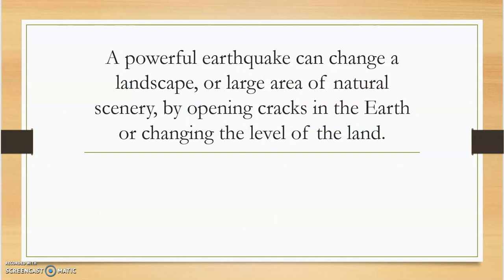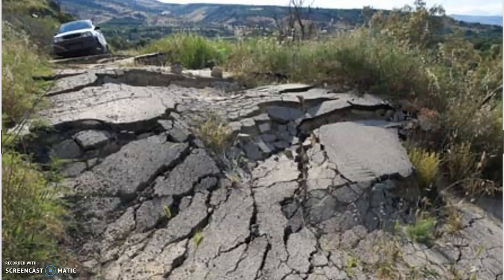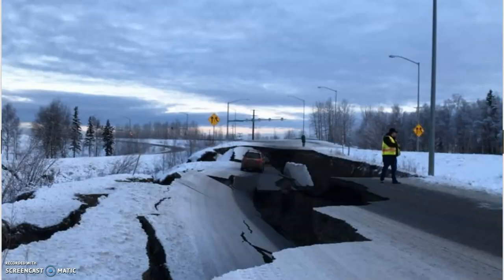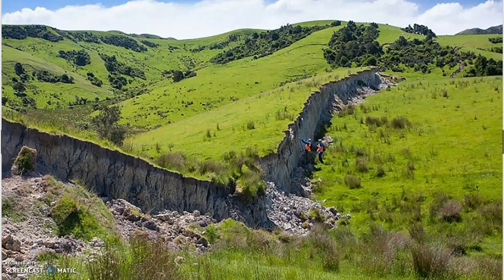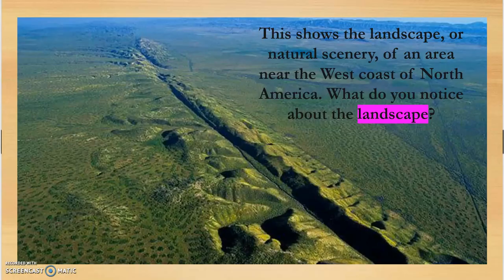Now, we learned that powerful earthquakes can change a landscape or that large area of natural scenery. They do that by opening cracks in the earth or changing the level of the land. Let's take a look at a few examples of how an earthquake can change a landscape. The picture that you're looking at here is showing an area near the west coast of North America, and I want you to take a look. What do you notice about the landscape?